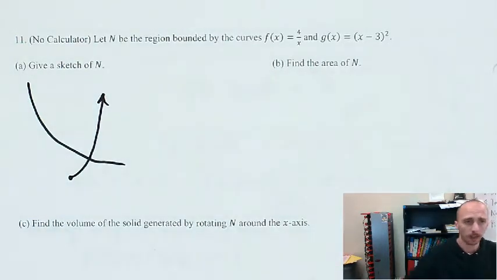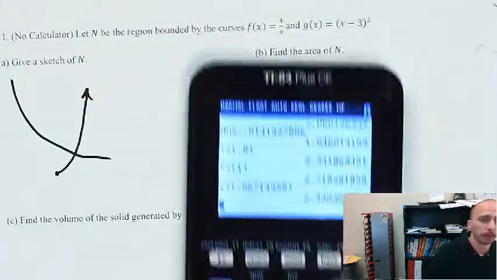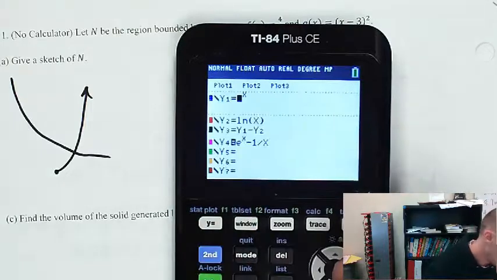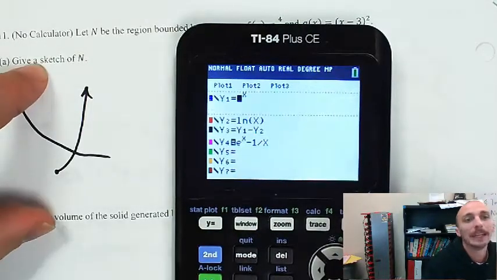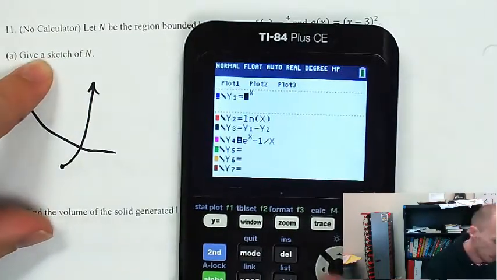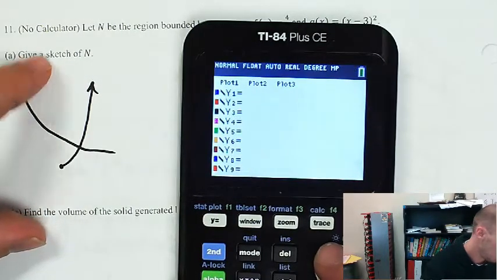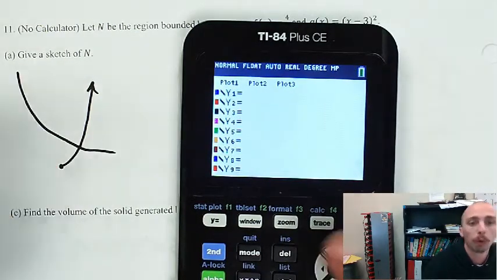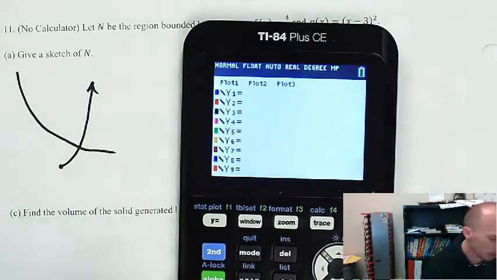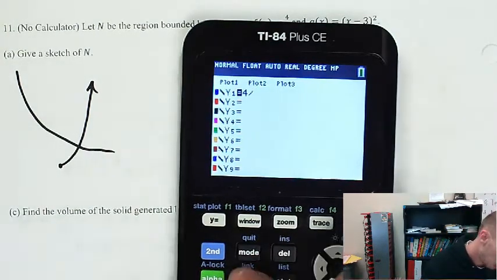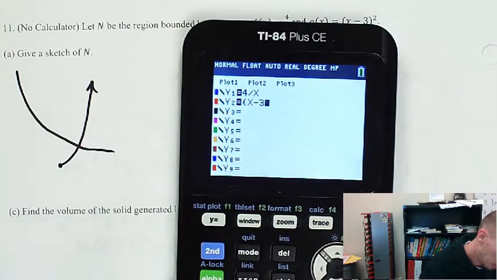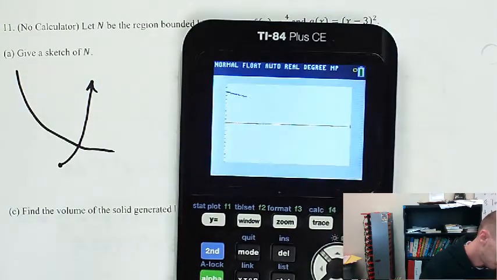All right. I don't know where this problem came from. I don't know if this is an actual one. I don't think they would ask you to anymore. There are some old AP calculus problems that ask for a sketch of a region or of a polar curve or of a parametric curve, but we don't do that anymore. So let's do 4 over X and X minus 3 to the 2 power.